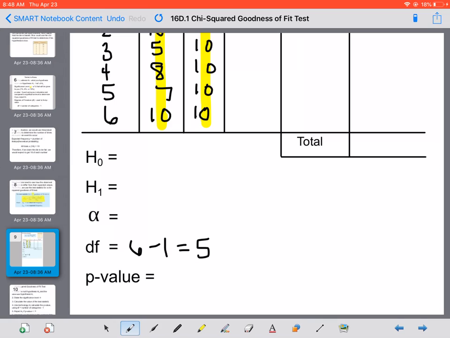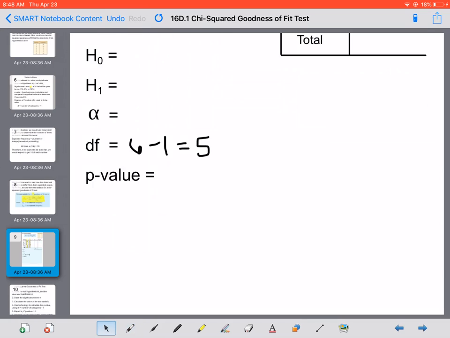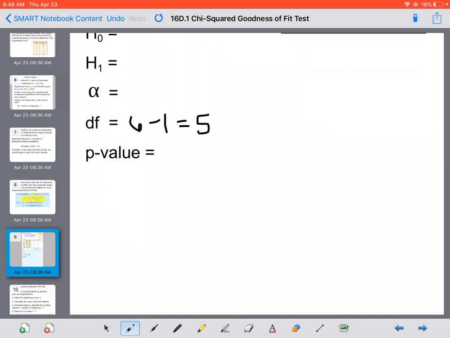And we'll fill in this other stuff in a second. Okay, so on your calculator, you're going to go to Stat, and then you're going to scroll all the way over to Tests, and under Test, you're going to scroll down, and you're going to see chi-squared GOF test. That's what it's going to say, standing for goodness of fit.